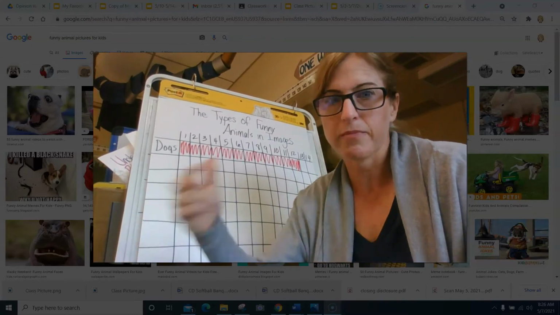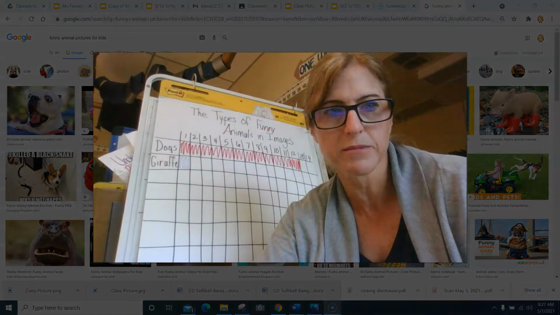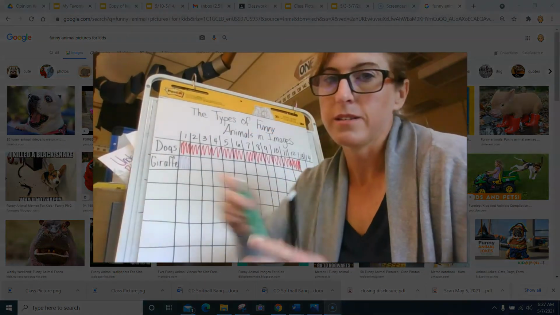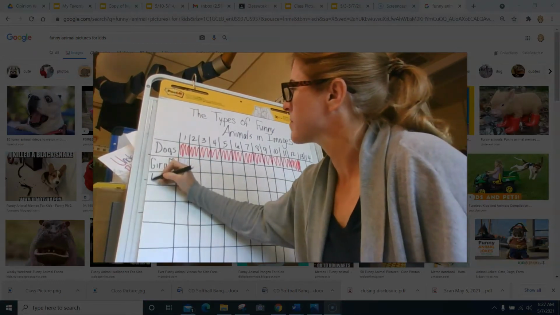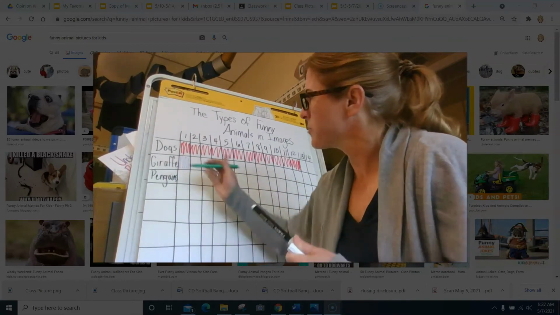Now, the next part, let's count the next type of animal. Okay, giraffe is next. Yeah, there's one giraffe. So I'm going to write giraffe, and there's one. And now they're penguins. There are two penguins. This is pretty easy, right? Oh, penguins. And there are two.